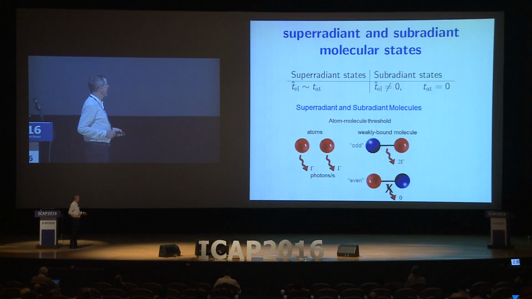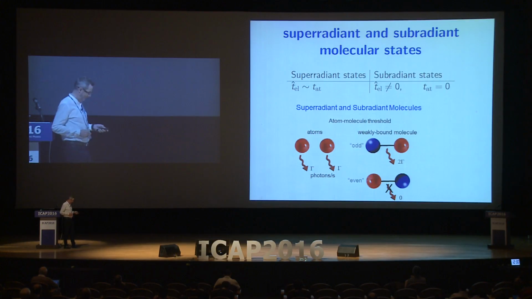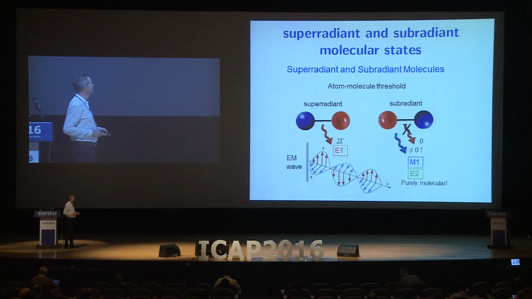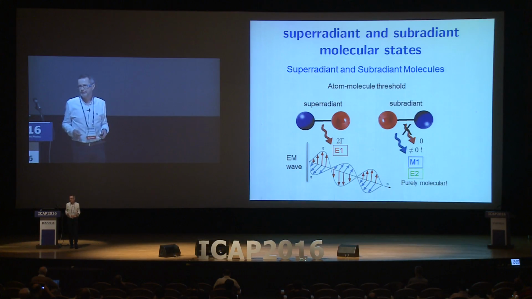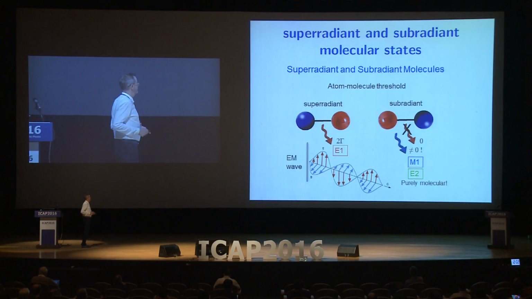Now, in the case of subradiant, the decay is not allowed via the E1 mechanism. So what can be the mechanism? Of course, it must be M1 or E2, because I told you that there is no difference in the selection rules for atoms and molecules. But what is interesting is that in this case, the atomic transition is strictly forbidden. Still, the molecular transitions are allowed, and they are purely molecular.